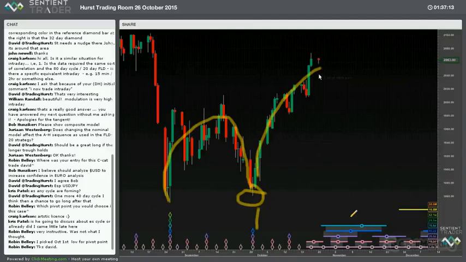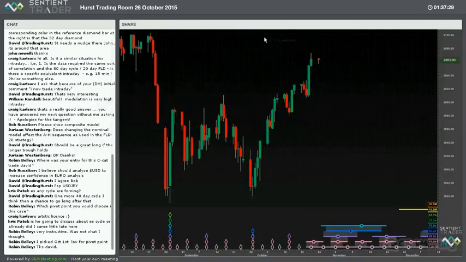What is the next thing that we expect from the ES, the S&P? We expect it to come down to an 80-day cycle trough, probably sometime in the first week of November. So we are expecting price to come down like that.